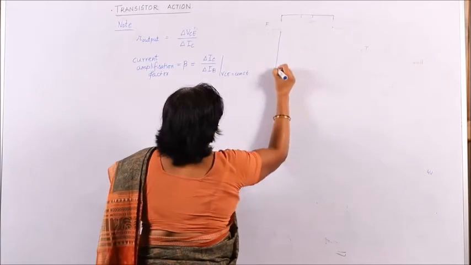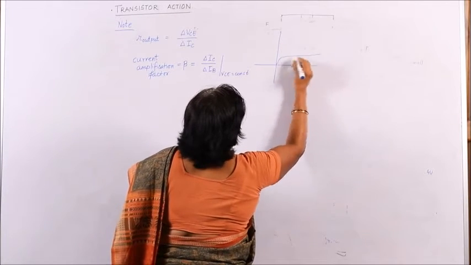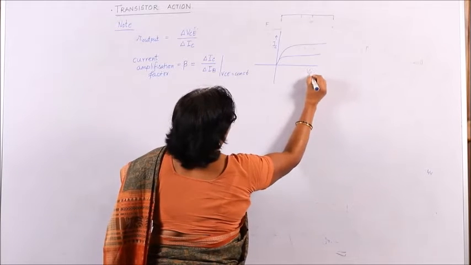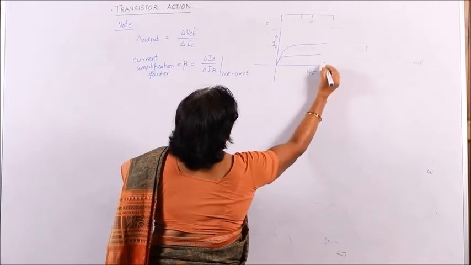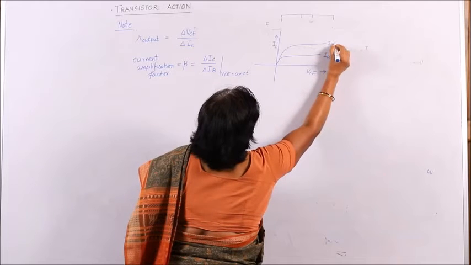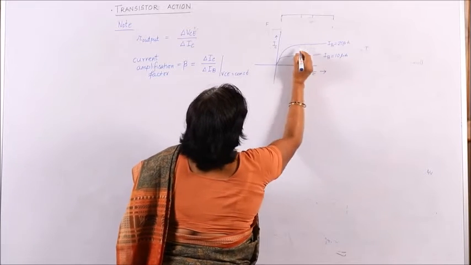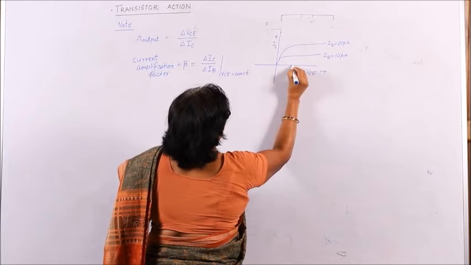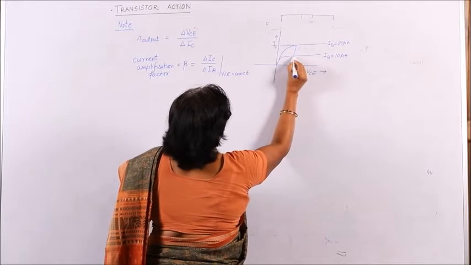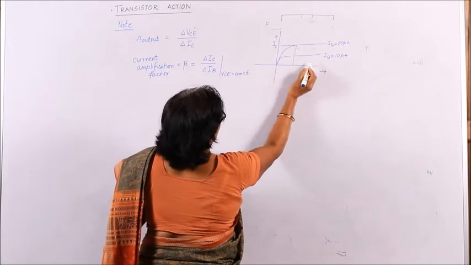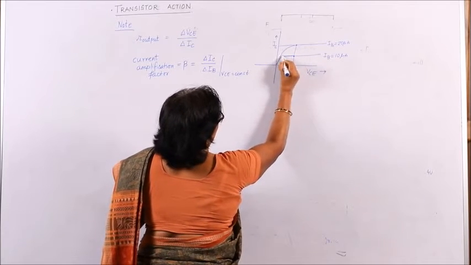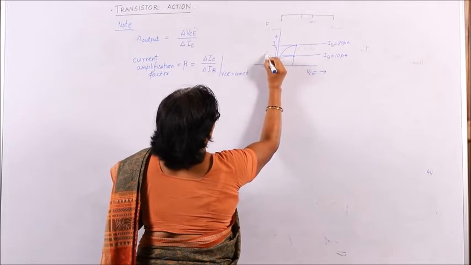So, if my output characteristic is something like this, this is my collector current on y axis, collector emitter voltage on x axis, these are the IB values. Let us say this is 10 microampere and this IB is, let us say, 20 microampere. Then you take one constant VCE, and find out, when the collector emitter voltage is constant and the base current changes from 10 to 20 microampere, how much is the change in collector current.